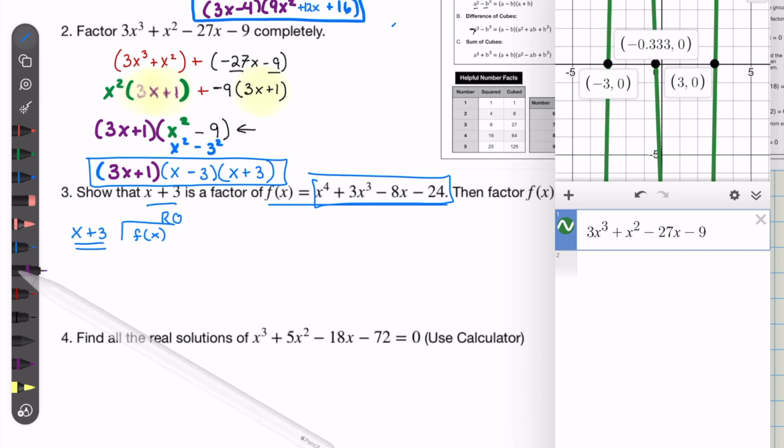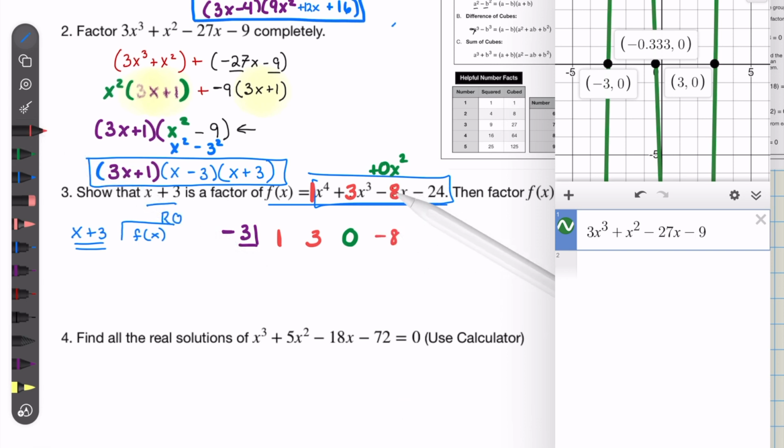But to do that division, I'm going to use synthetic division. So I put a -3 in the box, and I write down my coefficients. I've got 1x to the 4th. I've got 3x cubed. I don't have any x squareds in here, and so maybe put a 0x squared in there to warn you ahead of time, saying there's no x squareds. Then there's minus 8x, that's the next term's coefficient, and then minus 24.